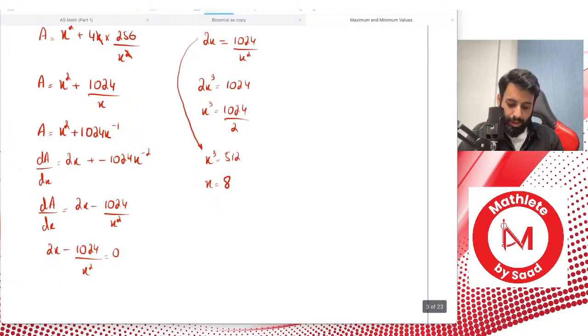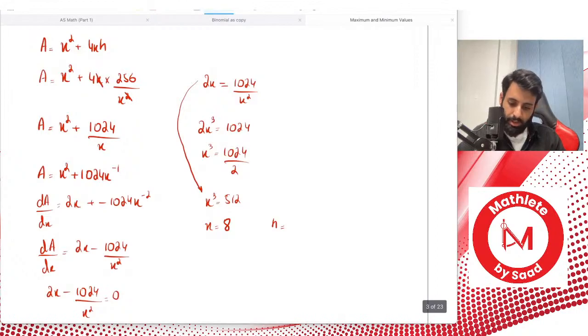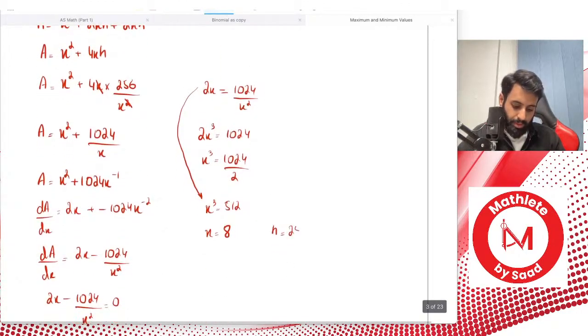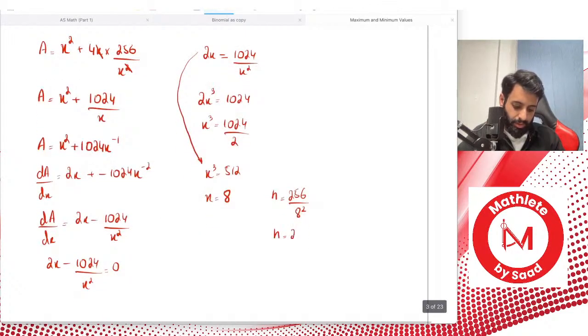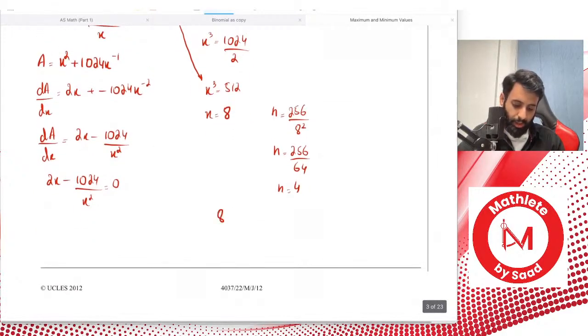Okay, now remember, height is something that you still have to find out, because you have the height in terms of x. So the height was actually 256 upon x squared. So that means 256 upon 8 squared, which means h is equals to 256 upon 64. Let's see, what is that? So 256 divided by 64 is 4. Okay, so the dimensions are 8 by 8 by 4.